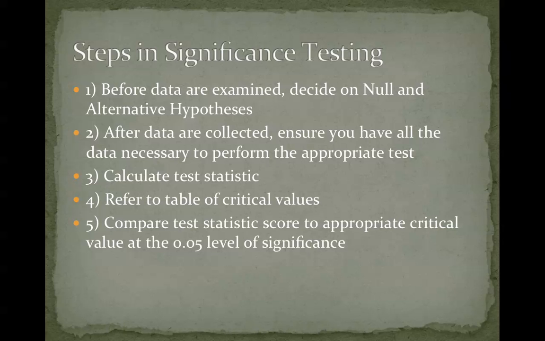After your data are collected, you need to ensure that you have all the data necessary to perform the test. So that's number 2 here in your steps. Essentially, what that means for the chi-square is that you have a contingency table put together. That's all you need to make sure. If you have two variables put together in a contingency table, then you can perform a chi-square.